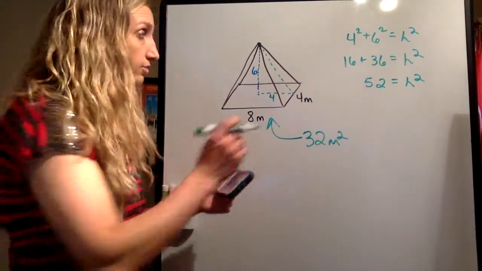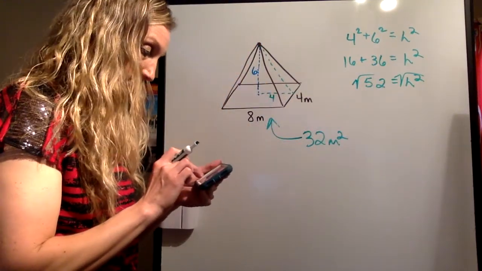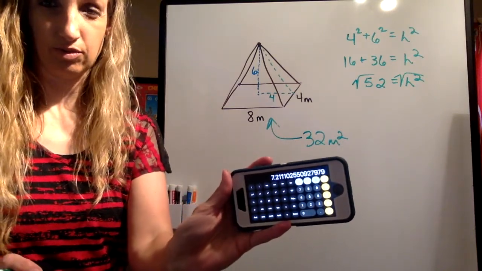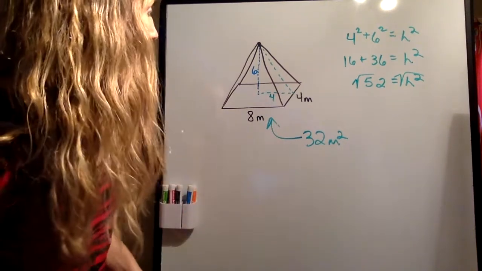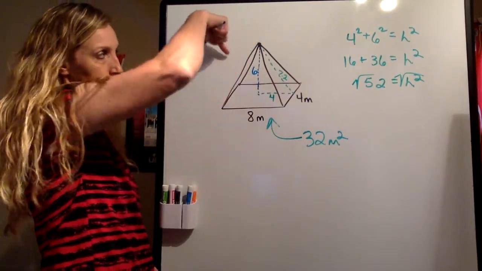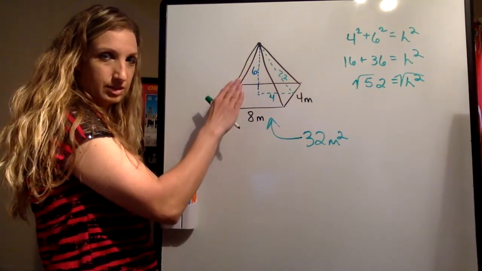So, okay, we need to find the square root of 52. And if I round that, I get 7.2. I'm going to go with 7.2. So this slant height right here is 7.2. And that would be the same for this back side over here. But this one that's looking right at us is going to be a little bit different.